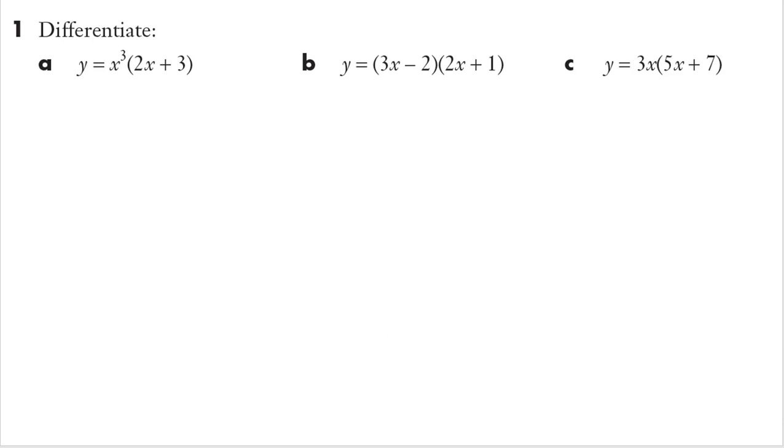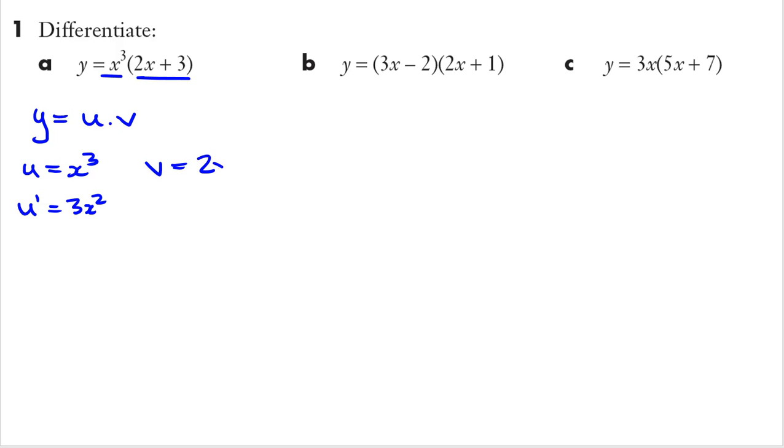So for question 1, we've got these two elements here, so let's go through u and v. U dash is 3x squared. Our v is 2x plus 3, and our v dash, the derivative of that, would be 2. I'll change my pen here. The first derivative then would be u v dash plus v u dash.